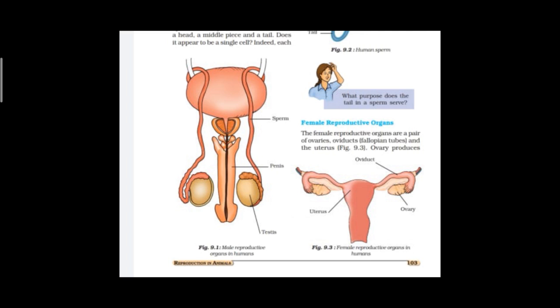There are two types of fertilization. One is internal fertilization, the second one is external fertilization. Fertilization which takes place inside the female body is called internal fertilization. Internal fertilization occurs in many animals including humans, cow, dogs and hens.